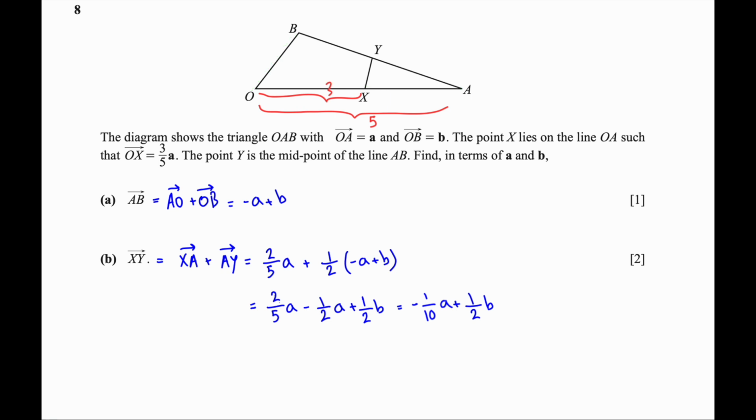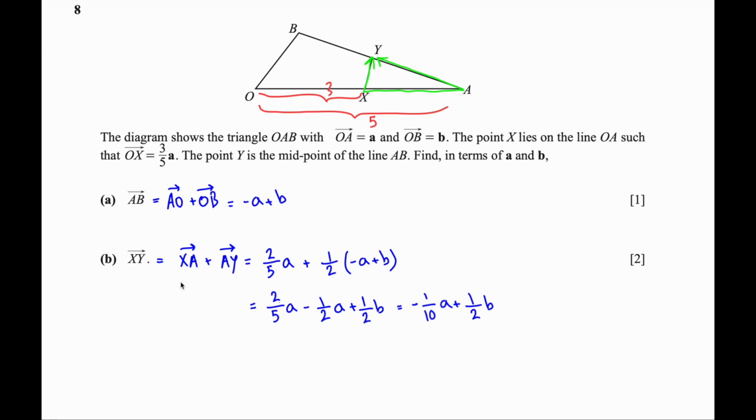And I have to find XY as well. So how can I go from X to Y? You can go to A and then go to Y. That's one possible way. Or you can go to O and then B and then Y. Either way should result in the same answer.